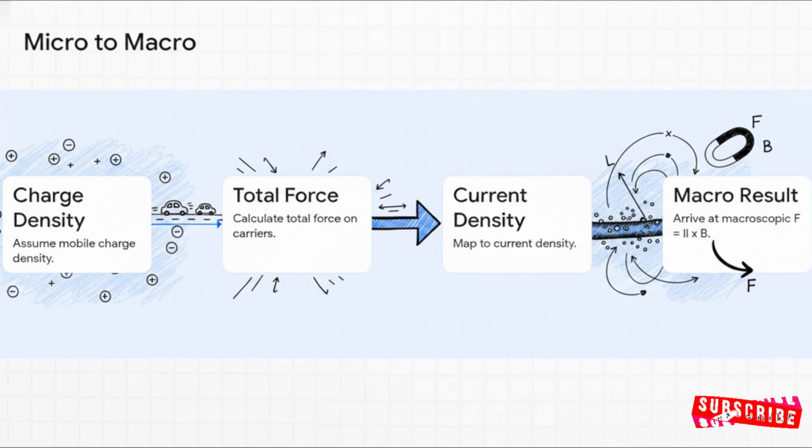Let's see how this all builds up from a single microscopic particle to a macroscopic wire. An electron moving inside a wire is kind of like a tiny car driving on a highway. To find the total force on the whole highway, we basically follow 4 logical steps. We assume a mobile charge density, calculate the total force on all those little carriers, map that over to the current density, and finally, we arrive at our macroscopic result, F equals I L cross B. In plain English, the force on a wire equals the current times the length vector crossed with the magnetic field.